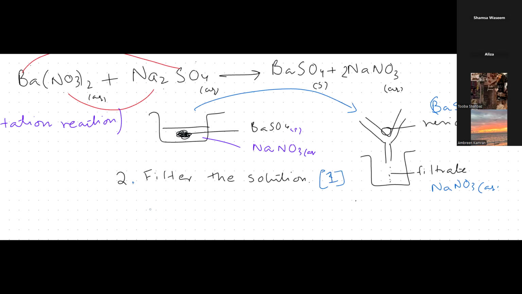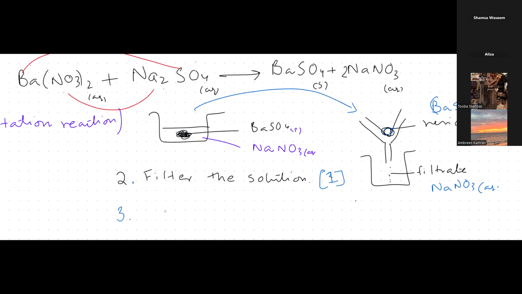Now what I'm going to do: I've got the salt as a residue. Filter the solution to get the residue. As it is an insoluble salt, we are going to have the salt as a residue. That's clear. Now how are you going to purify this residue? How do I make sure that it contains no impurities? What should I do?